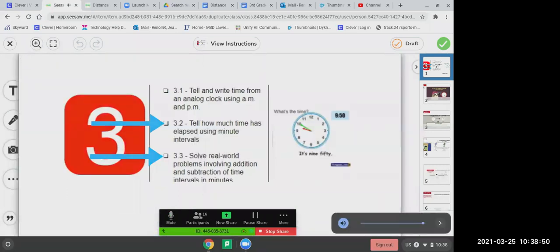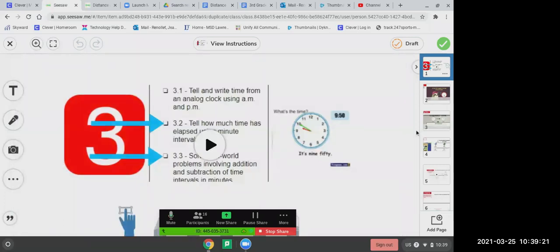We have been working the last few days on telling how much time has elapsed using minute intervals and solving real-world problems involving addition and subtraction of time intervals in minutes. We have been using an online interactive clock or a clock in our hands. Today, we are going to learn a new strategy on how to tell how much time has elapsed using a number line.